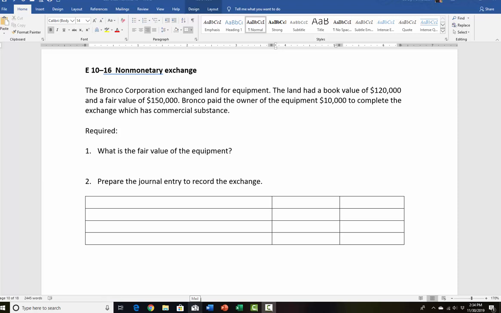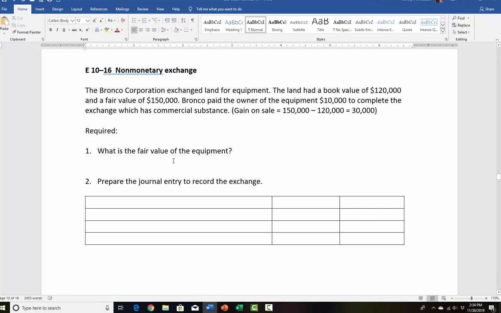We're kind of taking a little bit of a different approach here. But now we're exchanging the land for equipment. The land had a book value of $120,000 and a fair value of $150,000. So hopefully the first thing you thought to yourself was, we have a gain, right? Because fair value is greater than book value. So we have a gain. Let's just put that in here to remind ourselves. Gain on sale equals 150,000 minus 120,000, which is 30,000. So we're going to have a gain on sale of 30,000.